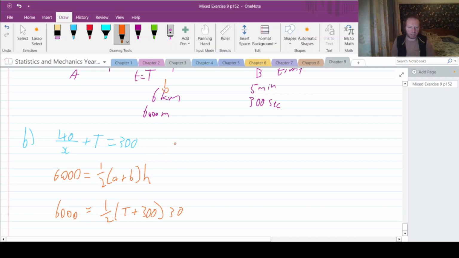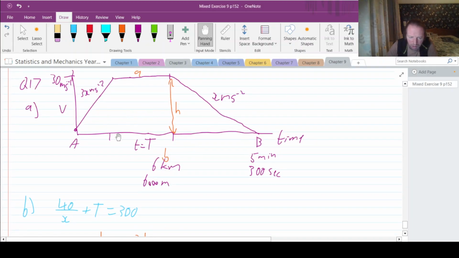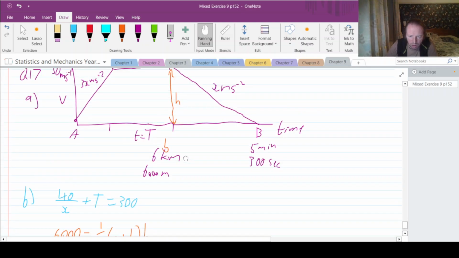Okay, and now we just got to rearrange that until we get something that looks a bit more like what we've got up there. 40 over x. How come they have an x in theirs? So let's have another thought about this, because I've created something here that doesn't have an x in it. So it's equal to 300. What is 300? The total time.